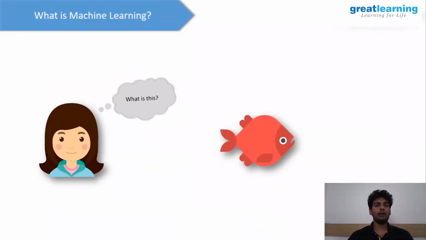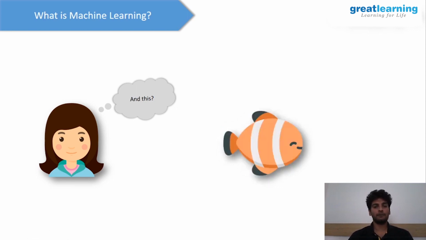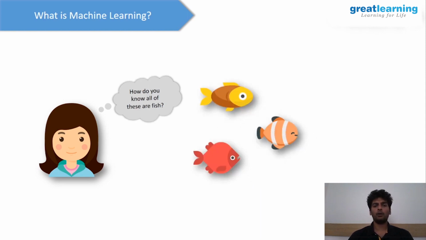All right. So we'll understand machine learning with this little example over here. So what do you see in this slide? What is this exactly? Well, it's a fish, isn't it? And what is this? Well, this again is a fish. And how about this? Well, this too is a fish. Now, how do you know all of these are fish? Well, as a kid, you might have come across a picture of a fish and you would have been told by your kindergarten teacher or your parents that this is a fish. And your brain learned that anything which looks like that is a fish, right? And that is how our brain functions.